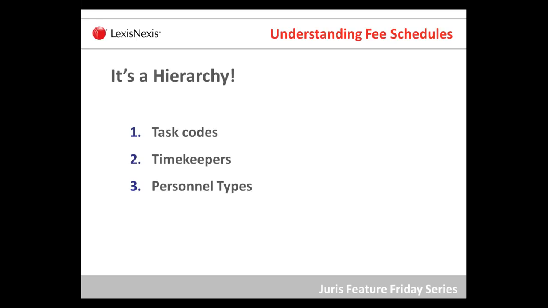And lastly is personnel types. And that is, if the system can't find a task code or a timekeeper, then it's going to look under personnel types. And personnel types are just categories of workers there at the firm. And if it finds a person is under a certain category and that personnel type is listed for that fee schedule, then it looks at that amount of money and that rate and goes with that.